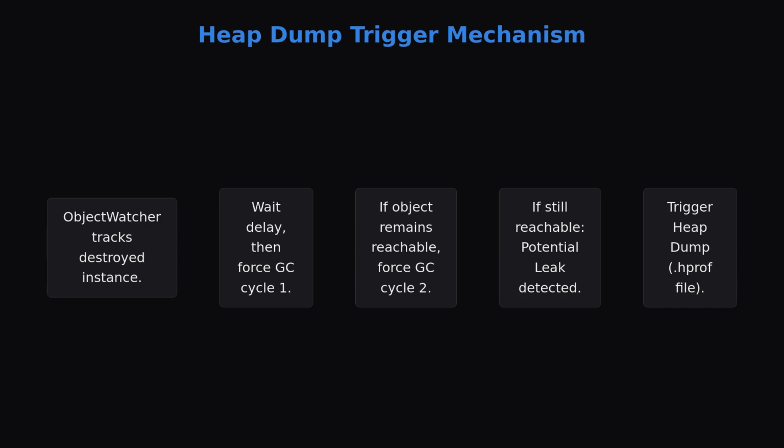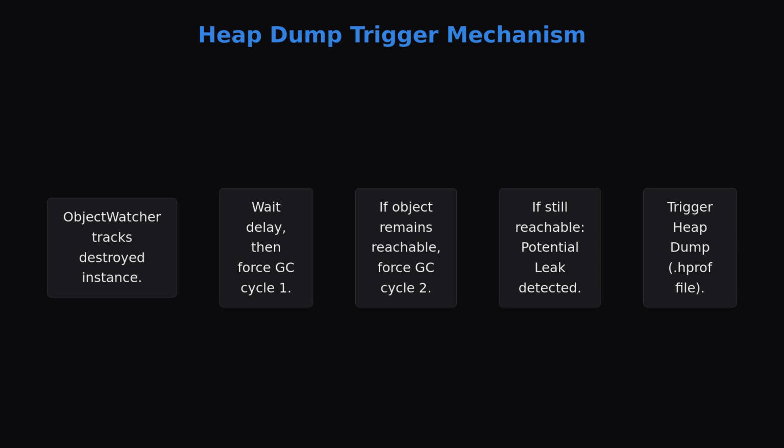LeakCanary uses an object watcher to monitor objects that have been destroyed but are still strongly referenced. When an object is tracked, LeakCanary waits for a short delay and then forces a garbage collection cycle. If the object remains strongly reachable after 2 consecutive garbage collection cycles, LeakCanary determines a potential leak exists.